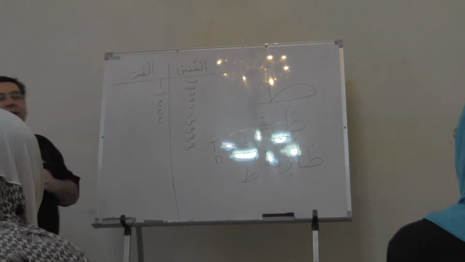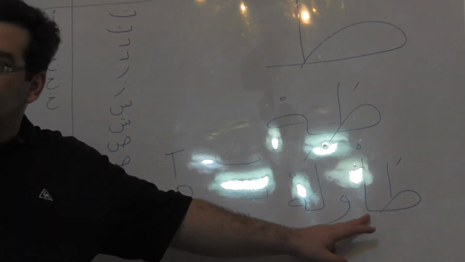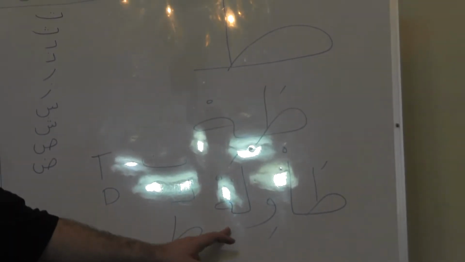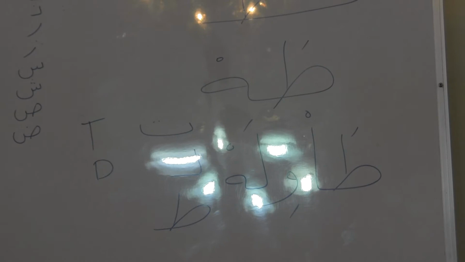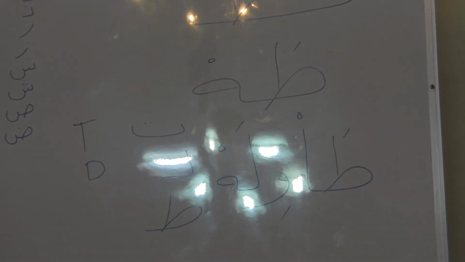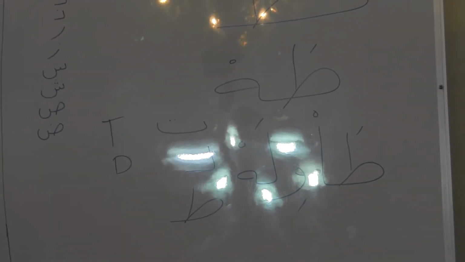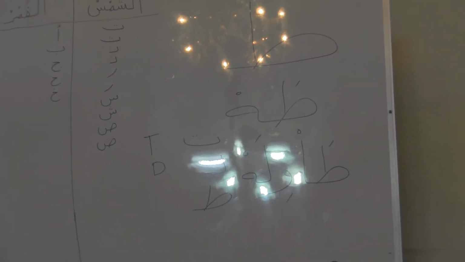The first letter is Ta. The second, Alif, and this is Waw. This is Lam. This is Ha or Ta. Later we will learn this. And this word is Tawila. Tawila. And what is the meaning of tawila? Table.